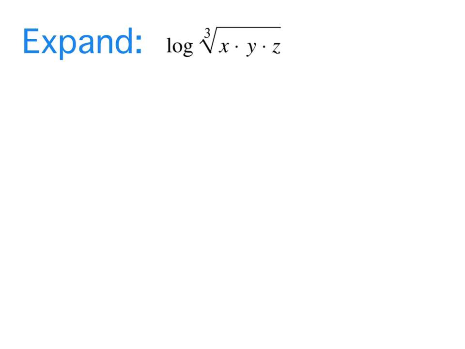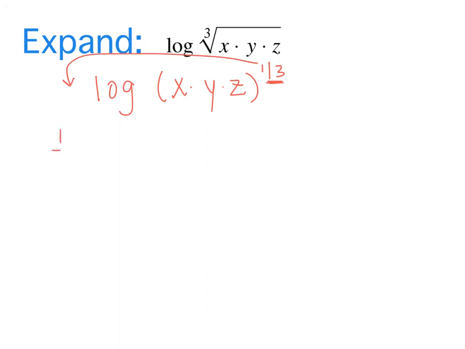Looking at another example, I have the log of the quantity x times y times z all to the 1/3 power. So what I'm going to do first is rewrite this as x times y times z to the 1/3 power. I know that this 1/3 will eventually go on the outside, and in fact I can do that now if I choose to.